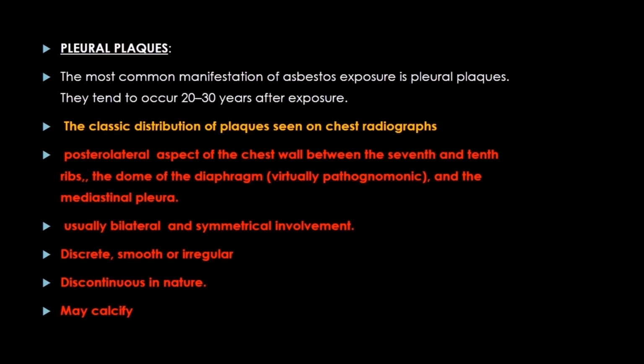The most common manifestation of asbestos exposure is pleural plaques. They tend to occur 20 to 30 years after exposure. The classic distribution of plaques seen on the chest radiographs is as follows. They mostly involve the posterolateral aspect of the chest wall between the 7th and 10th ribs, the domes of the diaphragm. Virtually, this is a pathognomonic feature of an asbestos exposure. And also it may involve the mediastinal pleura. They are usually bilateral and symmetrical in involvement. They can be discrete, smooth or irregular. They are discontinuous in nature and sometimes they may calcify.